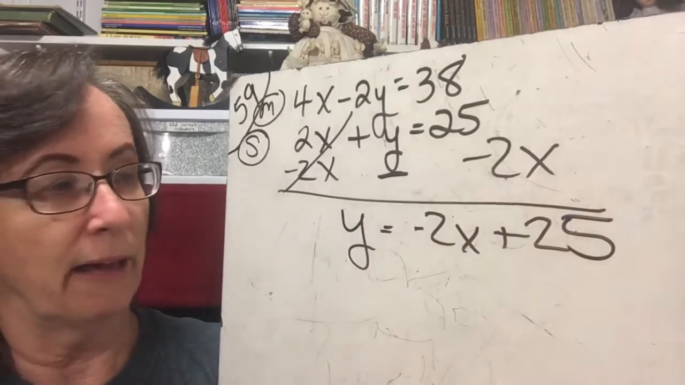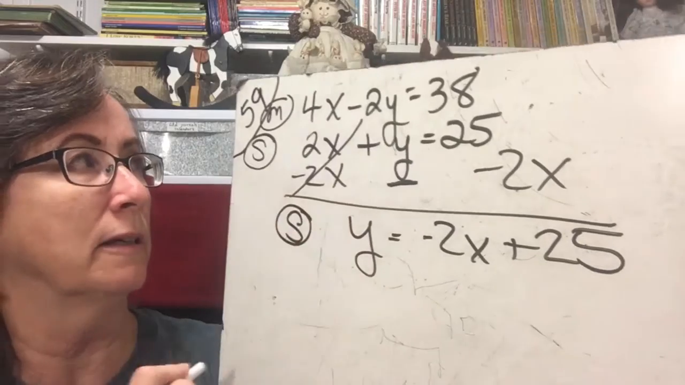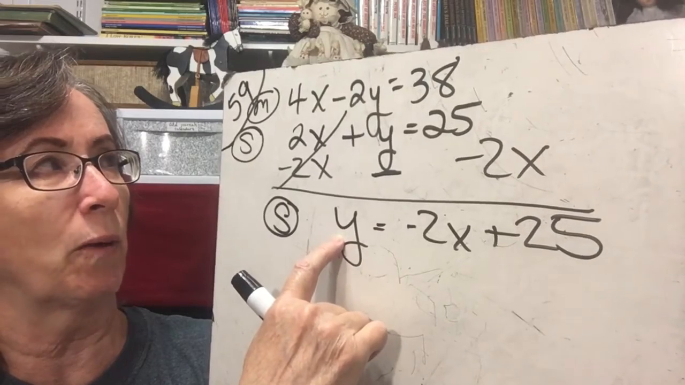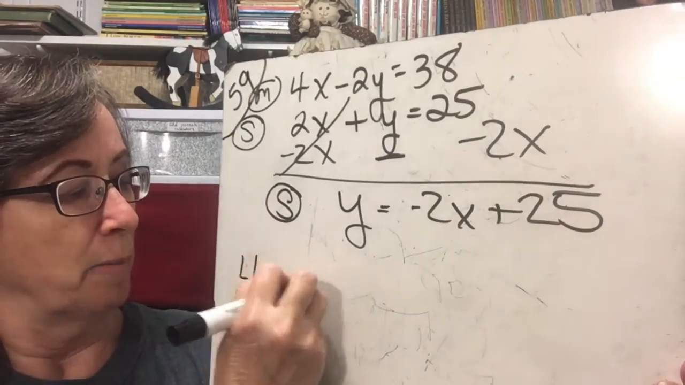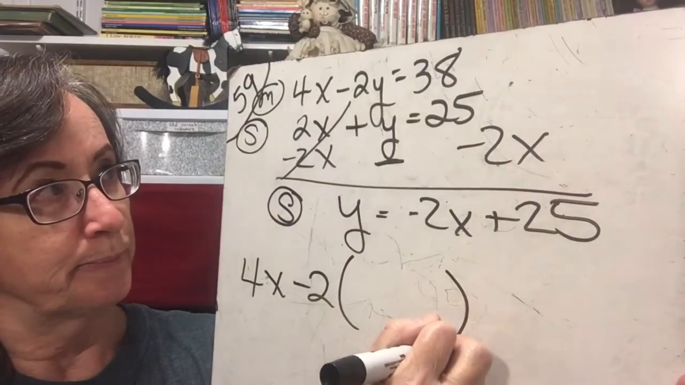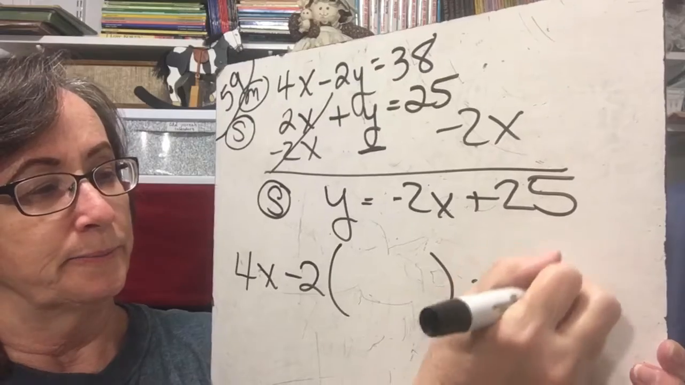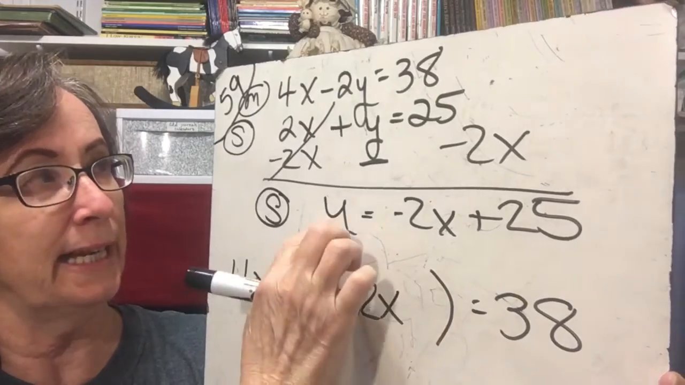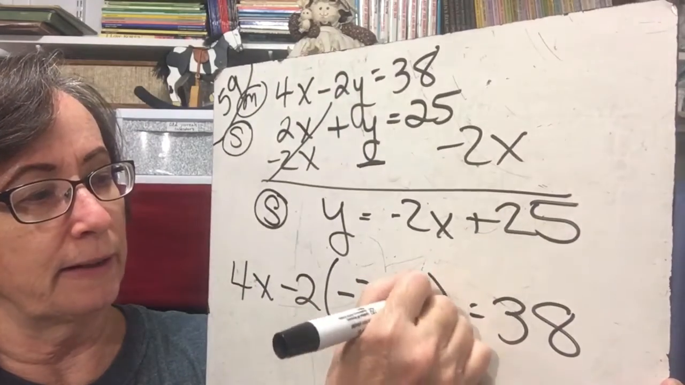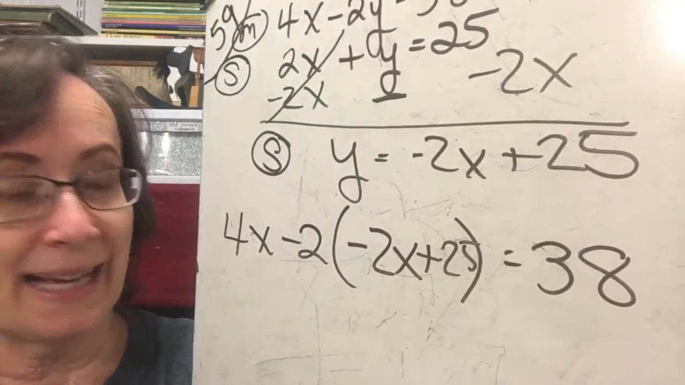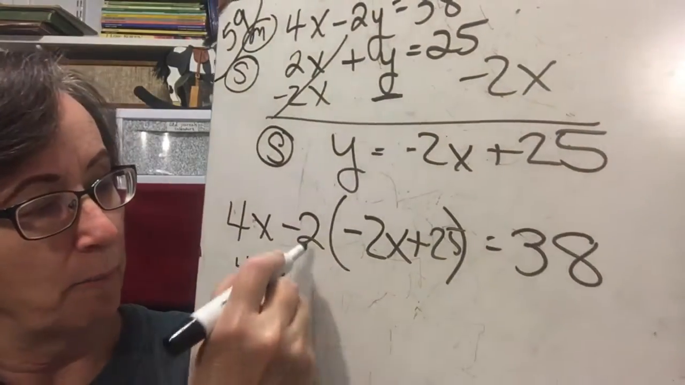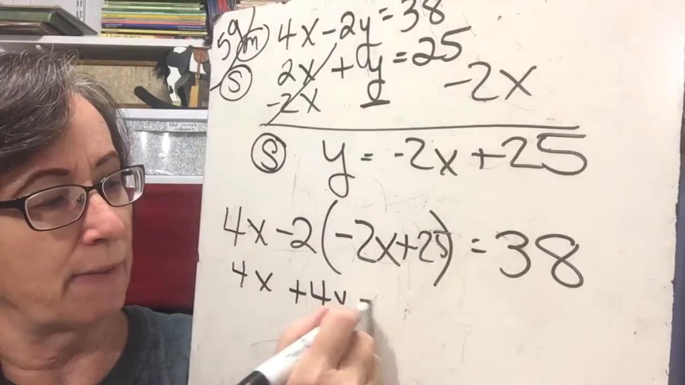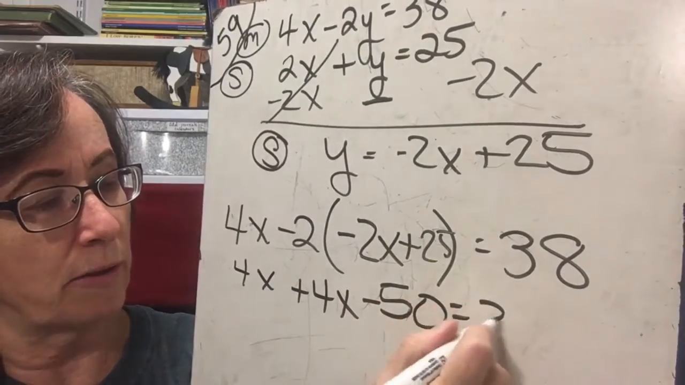Okay, so now here is my sub-equation. So next step is I'm going to write this out, but I'm going to leave a nice big space and a parenthesis where the y is. So 4x minus 2y equals 38. And right here, I'm going to substitute the sub-equation, because it is negative 2x plus 25. So now I'm going to solve for x. 4x minus 2 times a negative 2x is a positive 4x. Minus 2 times 25 is a minus 50 equals 38.